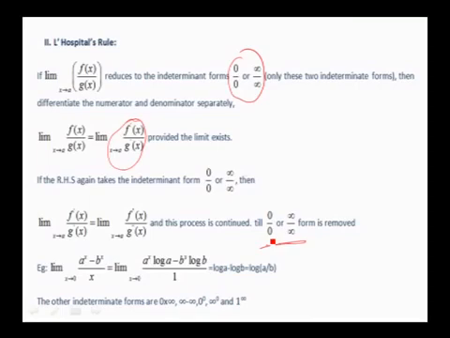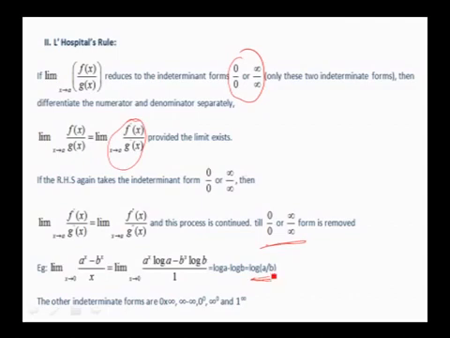One small example I have given here. If you consider limit as x tends to 0 of a to the power of x minus b to the power of x over x, this is of the form 0 by 0. So differentiate the numerator: a to the power of x into log a minus b to the power of x into log b. Differentiate the denominator, it is 1. If you simplify, allowing x to tend to 0, a to the power of 0 is 1. So it is log a minus log b, which is log a by b. So that is the answer.